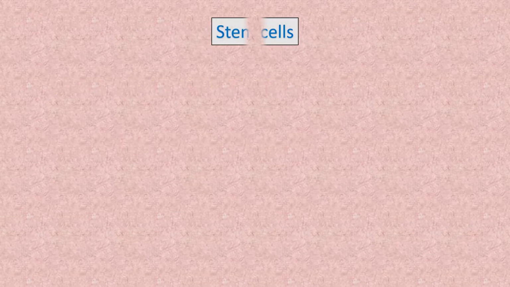Stem cells. Next is stem cells. Our body is composed of over 200 different types of specialized cells. They can carry out specific functions. For example, a neuron or nerve cell can transmit signals. Heart cells pump the blood. Pancreatic cells secrete insulin. These specialized cells are called differentiated cells.